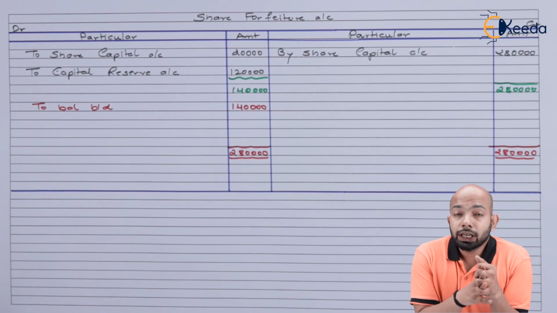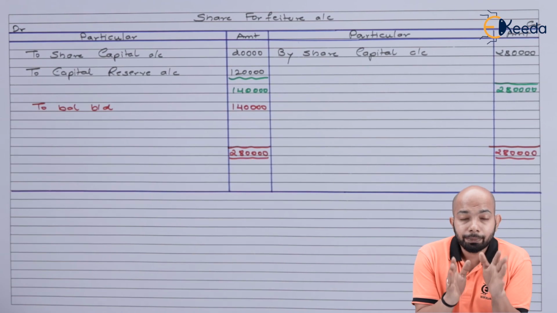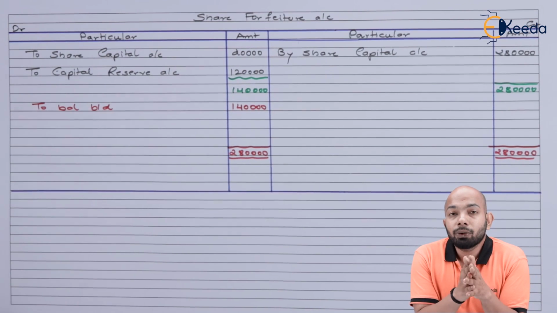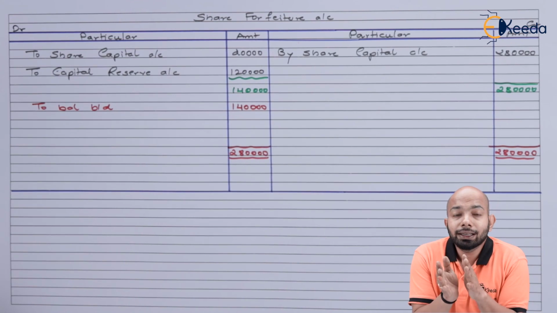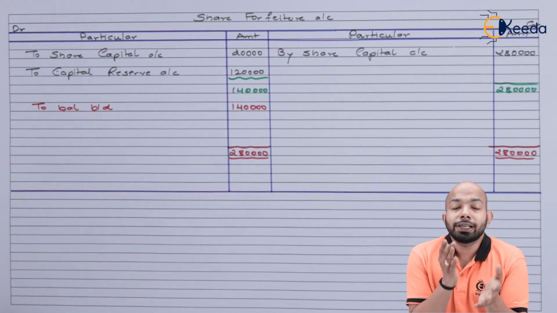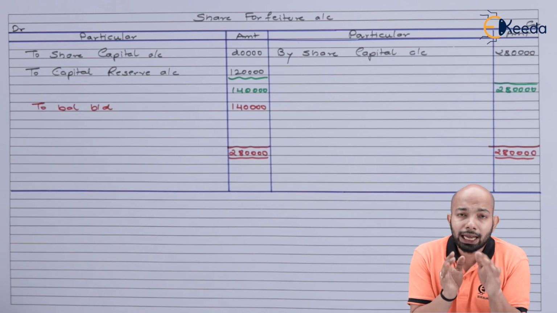So this is how the share forfeiture account is supposed to be prepared. I believe that with this last sum on reissue, all your doubts on reissue of shares, transfer of balance to capital reserve, especially when partial shares are being reissued, have been cleared out.